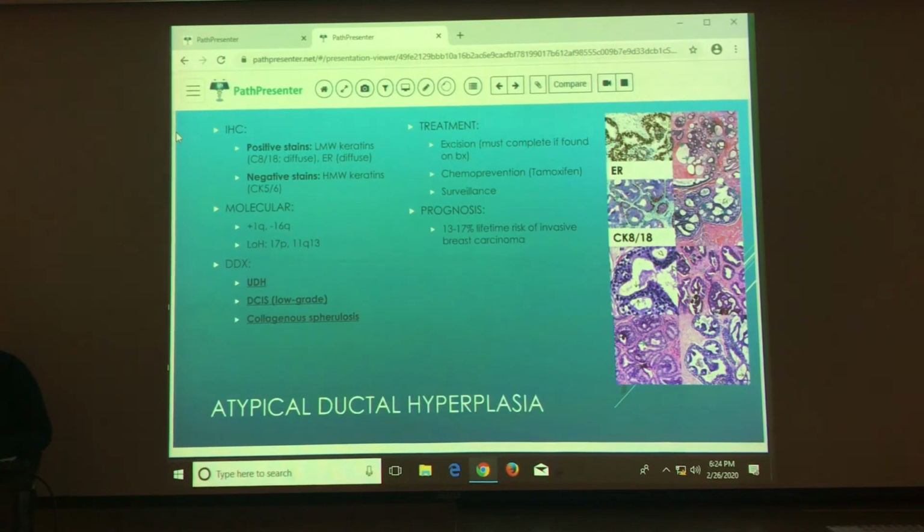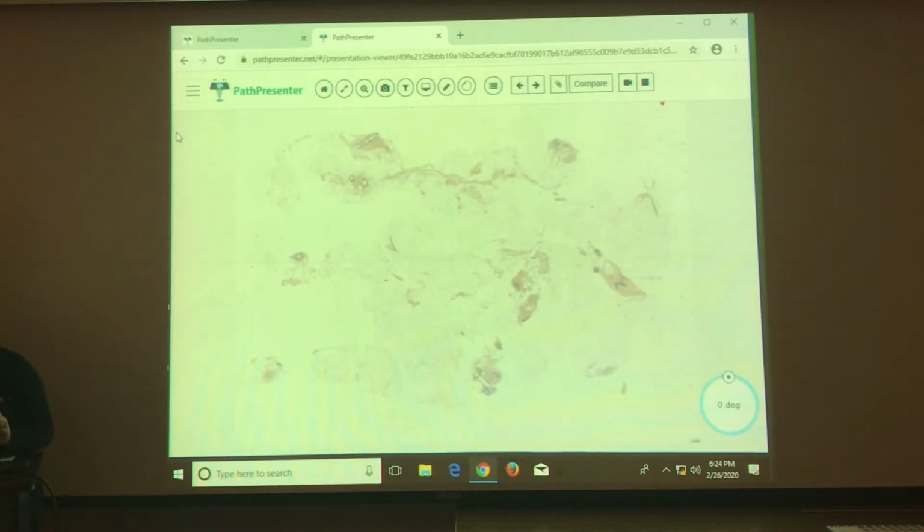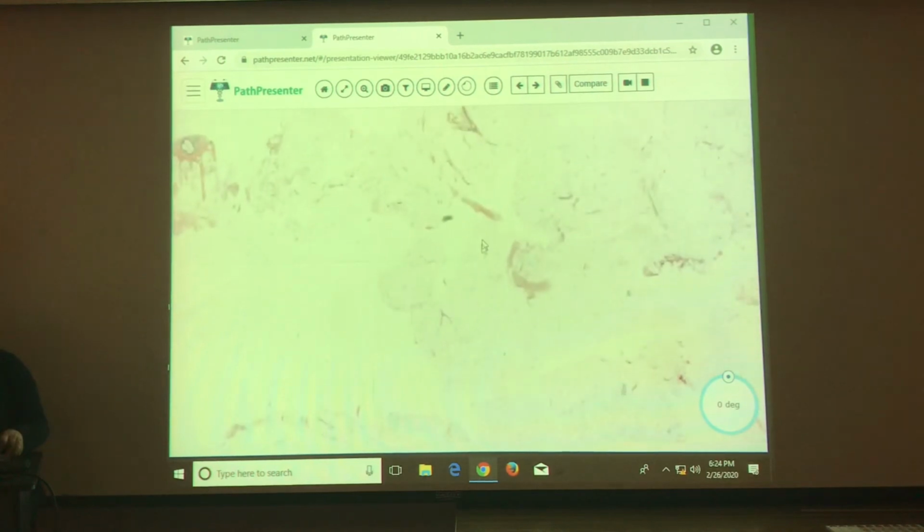And a lot more pictures of ADH, because ADH versus UDH gets really confusing sometimes, especially if you go into papillary lesions that have atypia, and you're like, oh my gosh, what do I do with this? Hopefully we'll have some examples when we do papillary lesions. Fingers crossed. Okay, and our last lesion of the day.